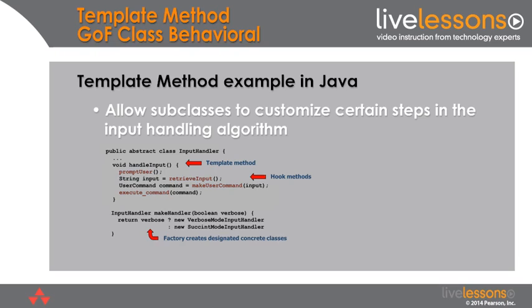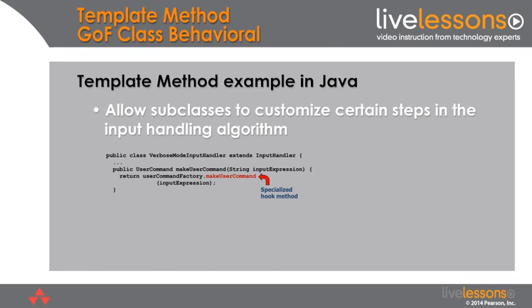Here's an example of a factory method we could use to create the appropriate type of input handler. If you pass in a Boolean verbose flag, that indicates you want to create the verbose mode input handler. And if you pass it in with the value of false, that means you want to create a succinct mode input handler. This isn't the only way or even the best way of defining a factory, but it's good enough for the purposes we're trying to do here.